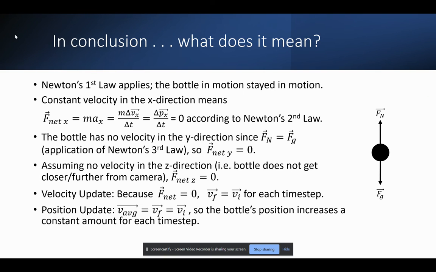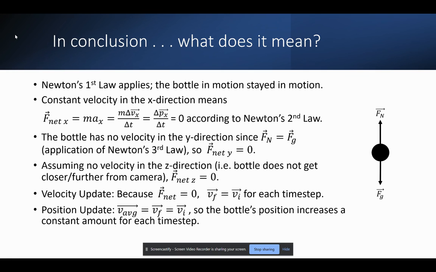So in conclusion, what does this all mean? Well, Newton's first law still applies, as the ball in motion did stay in motion. The constant velocity in the x direction indicated that F net in the x direction equals 0, according to Newton's second law. The ball had no velocity in the y direction, since the normal force equals the gravitational force as an application of Newton's third law, so F net in the y direction also equals 0. And assuming there's no velocity in the z direction, so the ball doesn't get closer or further from the camera, F net in the z direction equals 0.